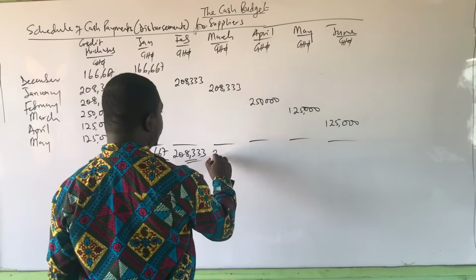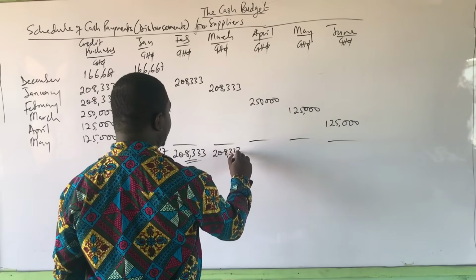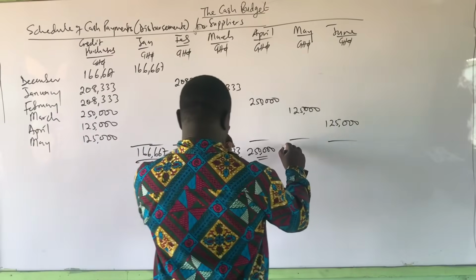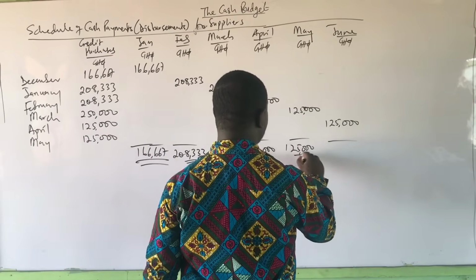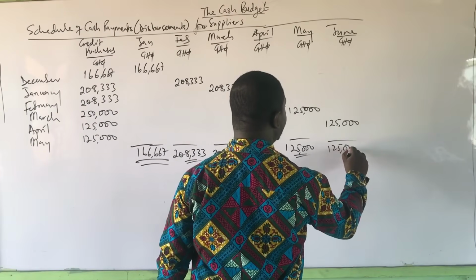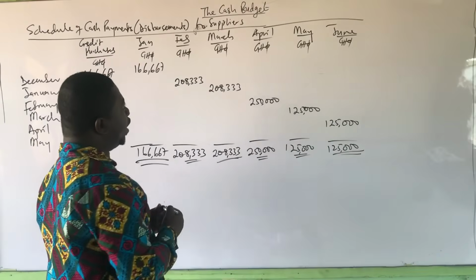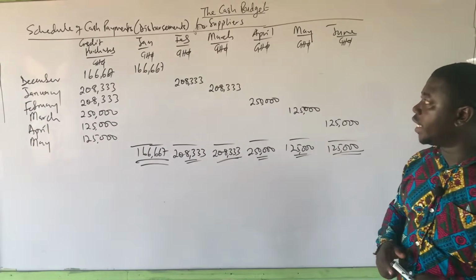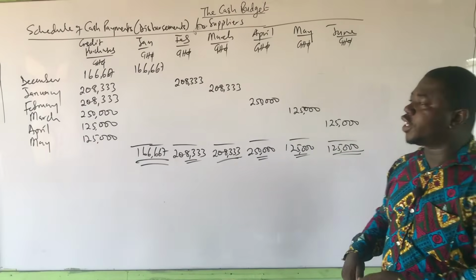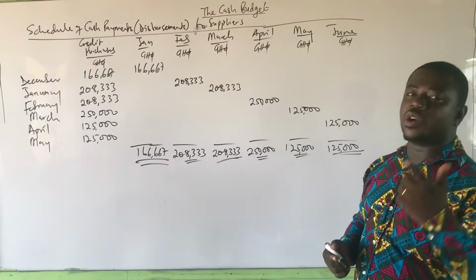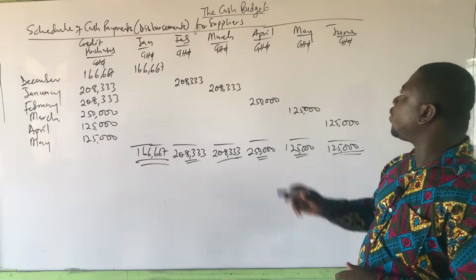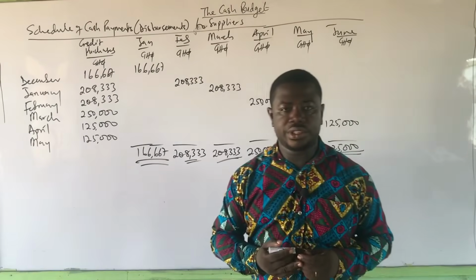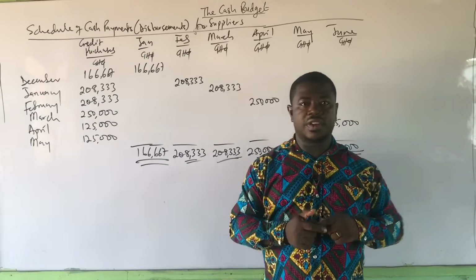208,333, 208,333, 250,000, 125,000, 125,000. So these are the total payments that you are going to make in each month. And these are the figures we are going to use for the cash budget. And because our cash budget is from April to June, we are going to use just these three figures. All right, so that is it for the schedule of cash disbursement.